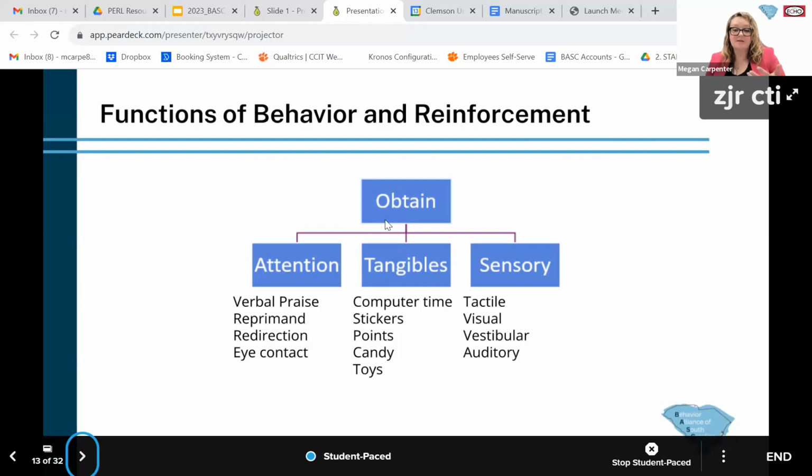We can also look at tangibles for a student who's trying to obtain tangibles. Like, what is it that they want? Let's help them get that in a more socially appropriate way. And we can do the same thing with sensory.